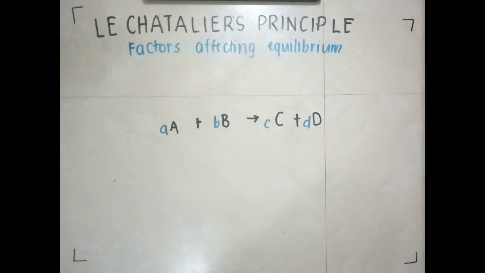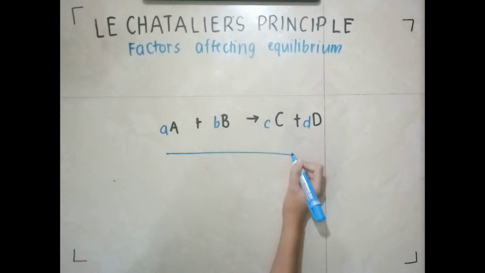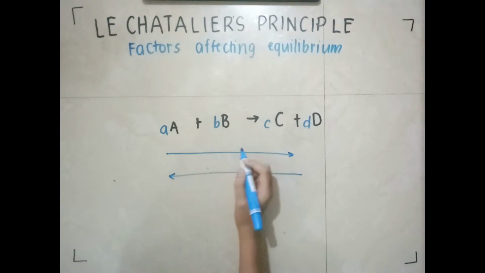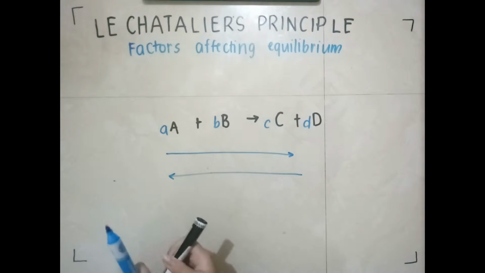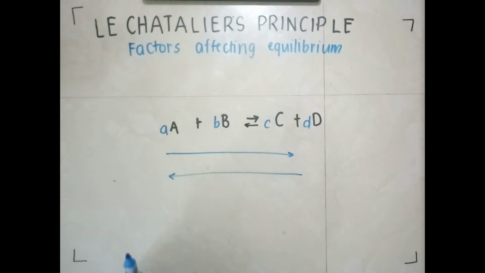But before that, let's recall what equilibrium means. Chemical equilibrium exists when two opposing reactions occur simultaneously at the same rate. This means that the forward reaction and the backward reaction occur at the same rate. So, this arrow is supposed to be a double arrow. The double arrow indicates that it is a reversible reaction. It can go forward or backward, but both reactions occur simultaneously.